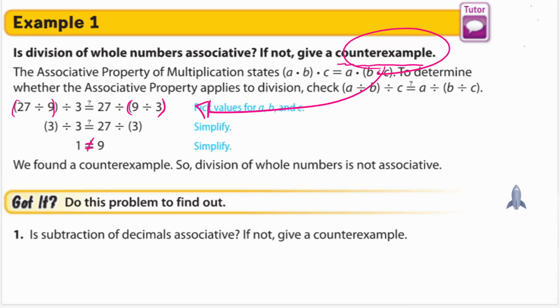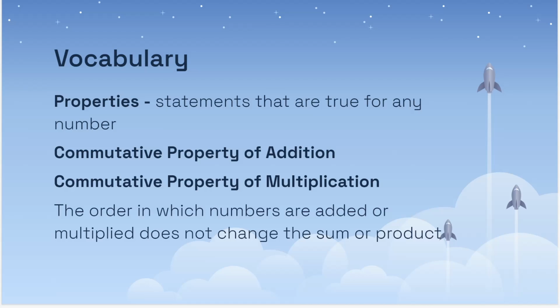Because remember, in our other properties, it's a statement that is true for any number. So when we're looking at the commutative property of addition, which is talking about the order of numbers, 2 plus 3 is going to equal 3 plus 2. It doesn't matter what order you write these in. Both are going to be 5. And you're not going to find a counterexample for this. You're not going to be able to find an example of that not being true.